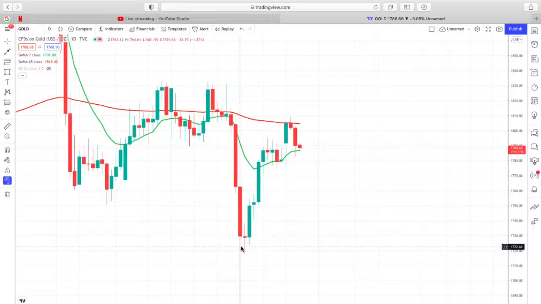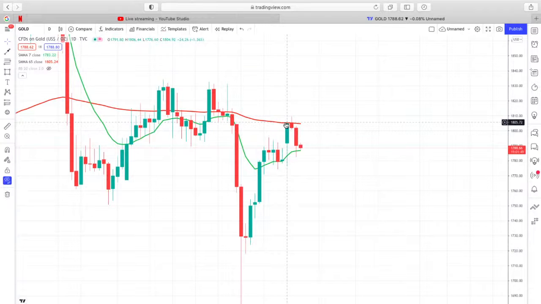So we could come all the way back up to that 1800, 1820 level where we initially started to sell off from. As you guys can see, we've already come back up to the moving average. So technically, we hit that supply level already. And look at the candles that we got.